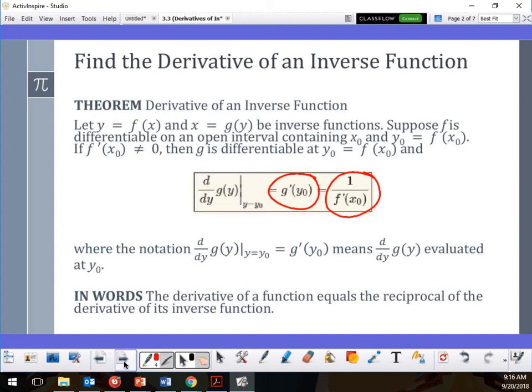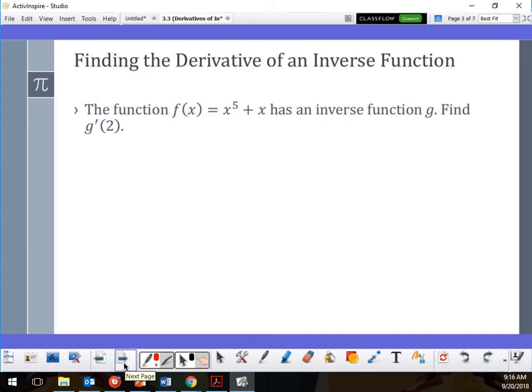Okay, so now for this one right here, it says the function here has an inverse function g, all right? So the inverse function g. So if I take that information I had, I know that g prime of y naught is equal to 1 over f prime of x naught, right?